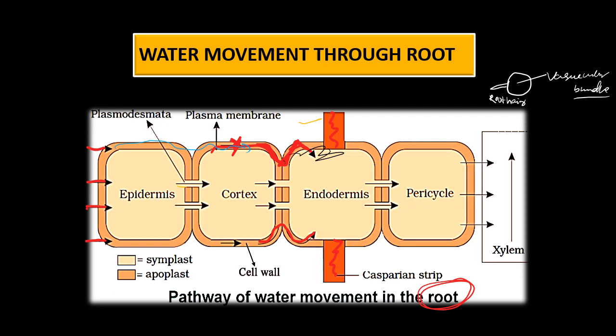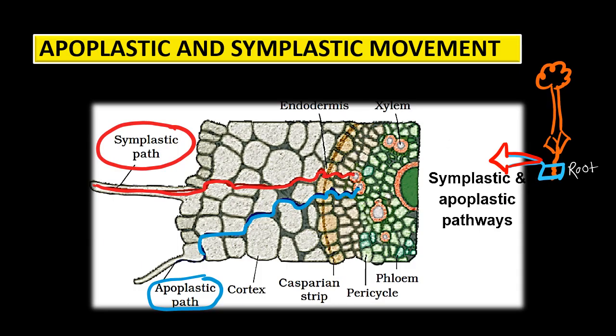A specific question: the Casparian strip present in the endodermis blocks the apoplastic pathway. Then the symplastic pathway: there are cytoplasmic connections between cells through which water is transported. The cell-to-cell connections in the symplastic pathway are called plasmodesmata. Plasmodesmata help the transfer of water from cell to cell, and then it finally reaches the xylem. So this is all about the concept of water movement through the root by different pathways. This is the same thing, but this is the exact diagram.